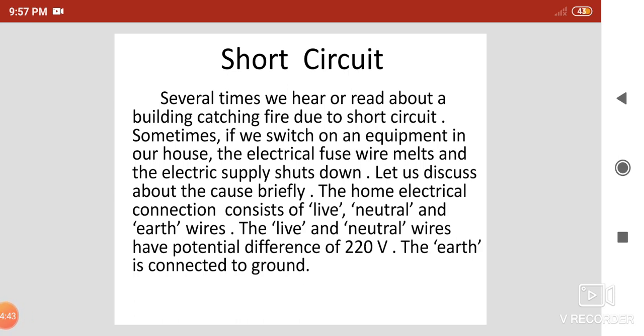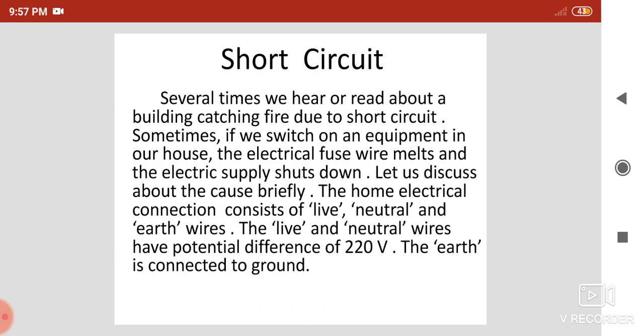Let us discuss the short circuit. Several times we have heard that a certain building or complex catches fire because of a short circuit. So let us learn how this happens, how different appliances or equipment in the house catch fire because of the short circuit.